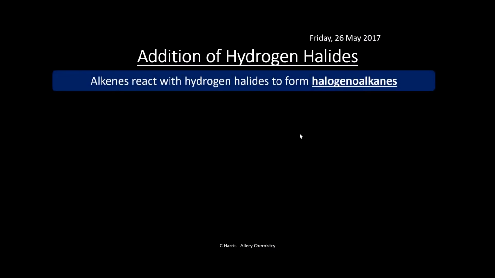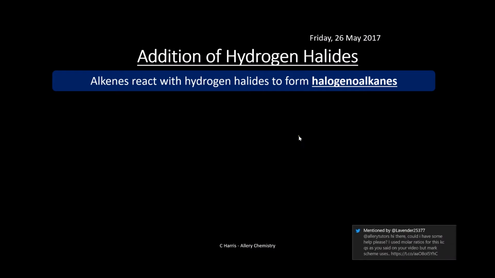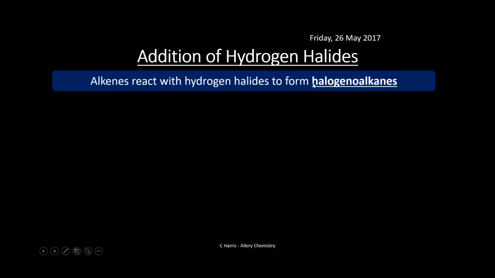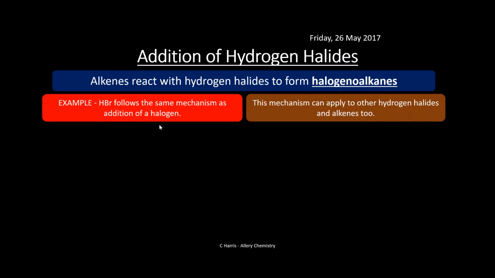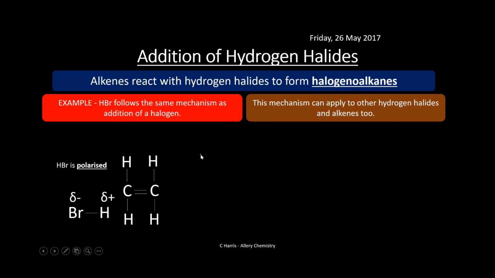Okay, so addition of hydrogen halides. Alkenes react with hydrogen halides to form halogenoalkanes. For example, HBr follows the same mechanism as the addition of a halogen, so there's no difference here in terms of the mechanism. This mechanism could apply to any other hydrogen halide. We're going to look at one example here, but we can use any hydrogen halide and alkenes as well. So here's ethene and here's hydrogen bromide.